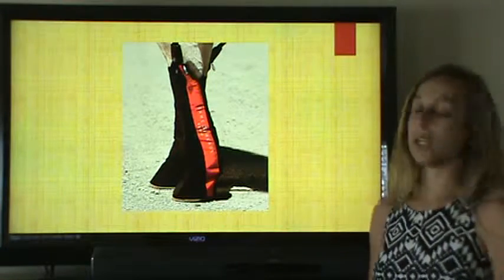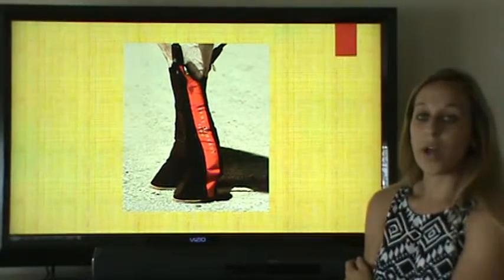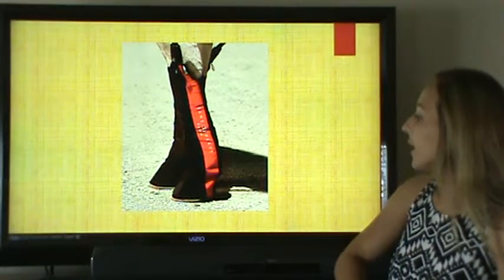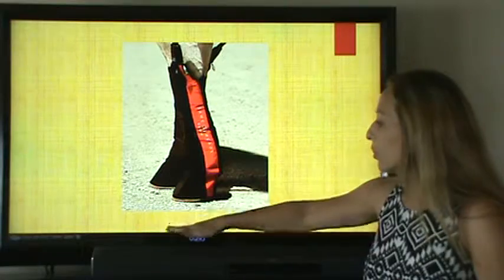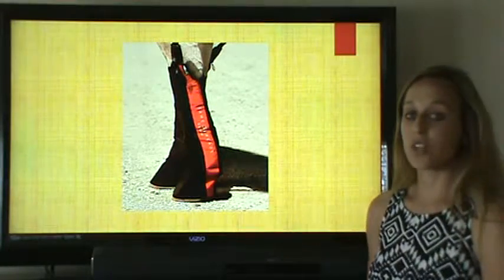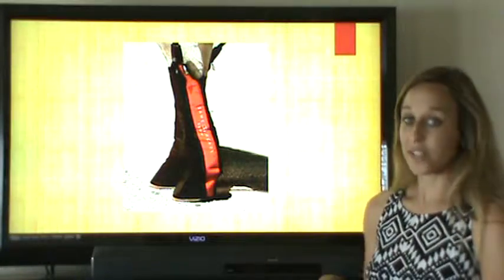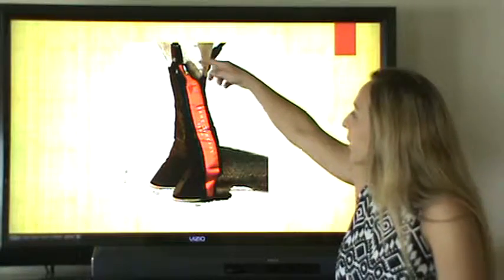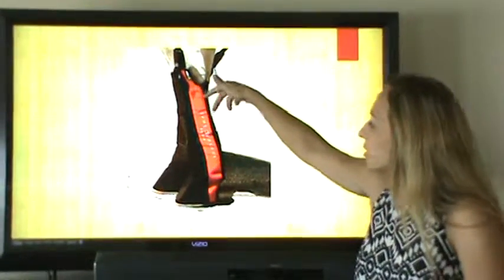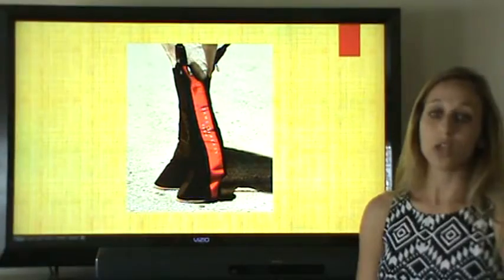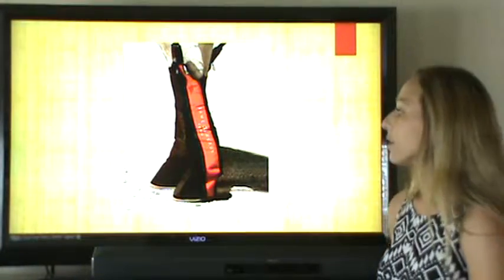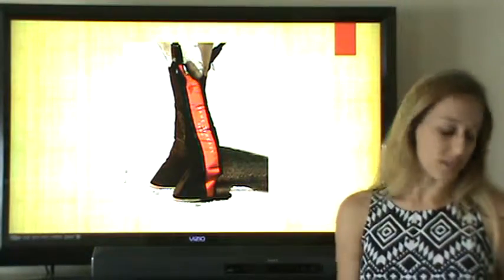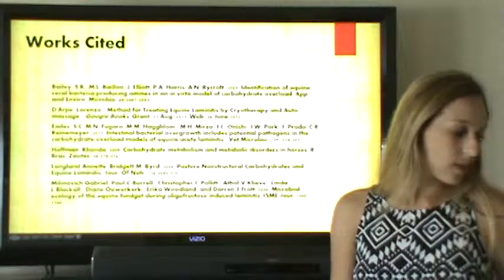And then here's a picture of what the boot looks like. Down here they can remove different pads and put, like I said, different soles to put the horse at different angles. And then they have fluid that circulates down in here to try and cool the inflammation, to try and reduce it. And that is it.